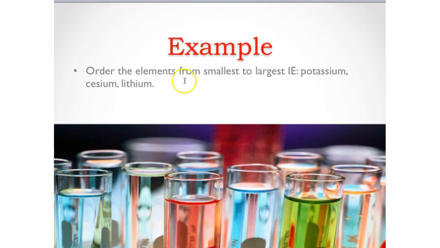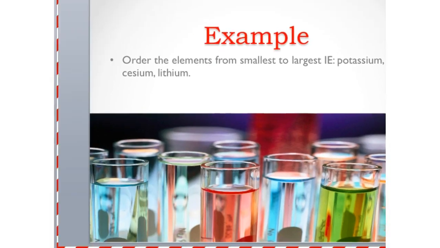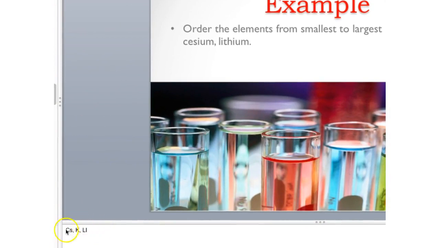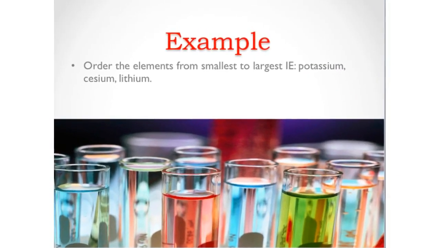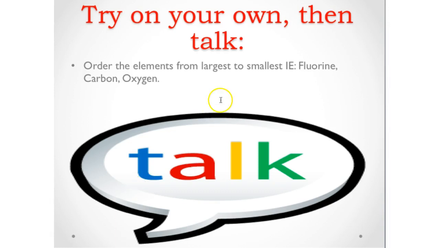Here, based on the trend that you memorized, go ahead and answer this question. It should be very straightforward. Go ahead and press pause. Okay, now that you pressed pause, your answer should be this right here. Cesium would be the smallest, then potassium, and then lithium. Oh, that actually does not sound right. Lithium would be the smallest, then potassium, and then cesium. Okay, so that's based on size, not ionization energy. Here's another example.